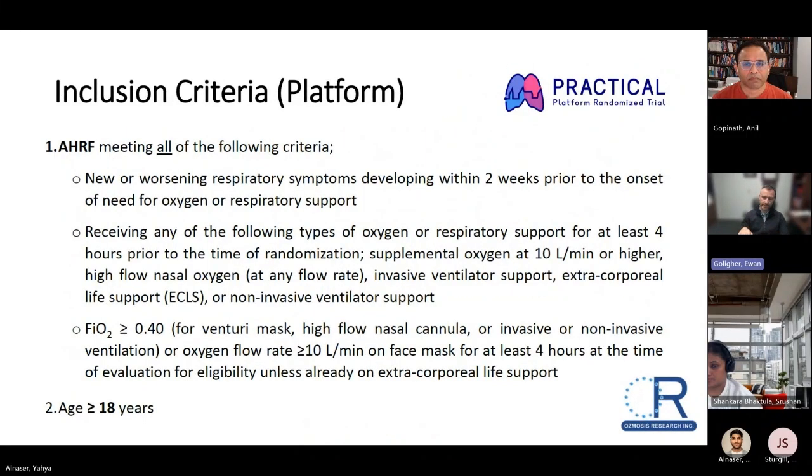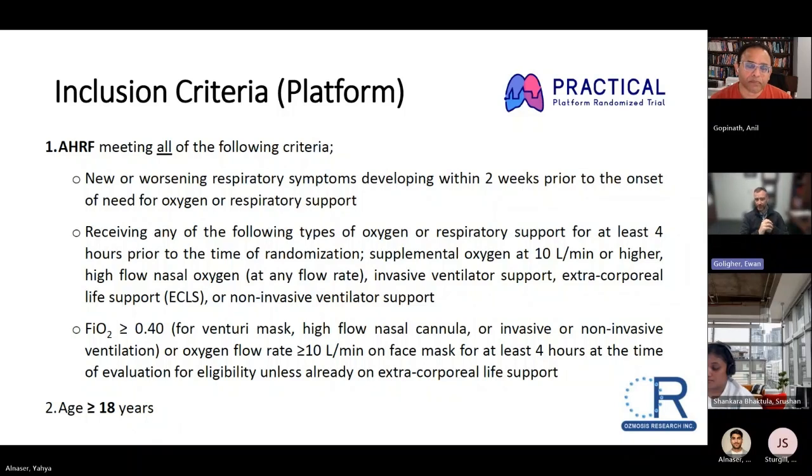The way that the platform functions is that there are broad eligibility criteria defining the platform trial population. And then each domain has additional criteria that limit to a specific domain population. So we have platform eligibility criteria and then additional domain-specific eligibility criteria. So these are the platform criteria. We're defining hypoxemic respiratory failure as new or worsening respiratory symptoms developing within 2 weeks prior to the onset of need for oxygen or respiratory support.